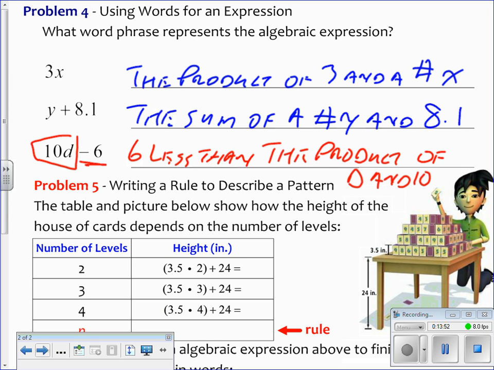What does that say? 6 less than the product of d and 10. Only because I was running out of room. Not a lot of room to write it in.